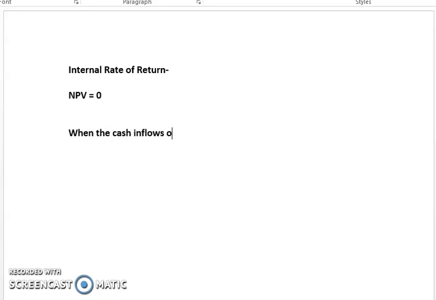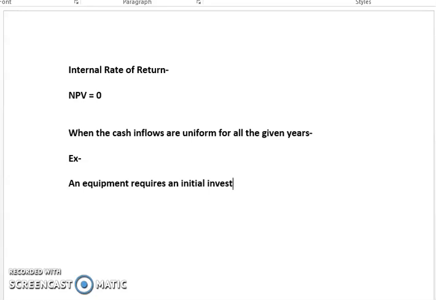First, when the cash inflows are uniform for all the given years, how are we going to use the annuity table? If we see one sum, maybe you can understand how we do it with the help of the annuity table. We consider one example sum. We have an equipment, and it requires an initial investment of rupees 60,000.